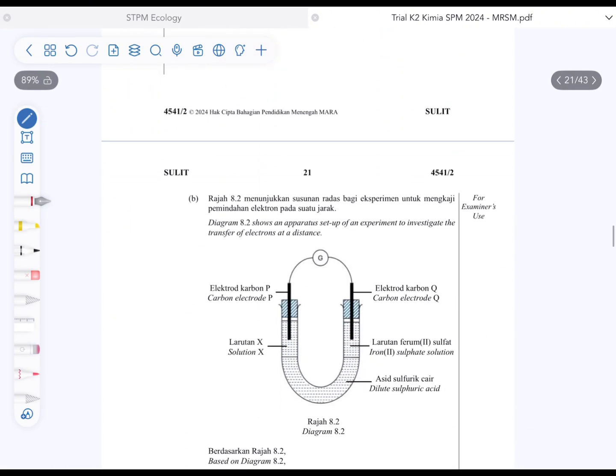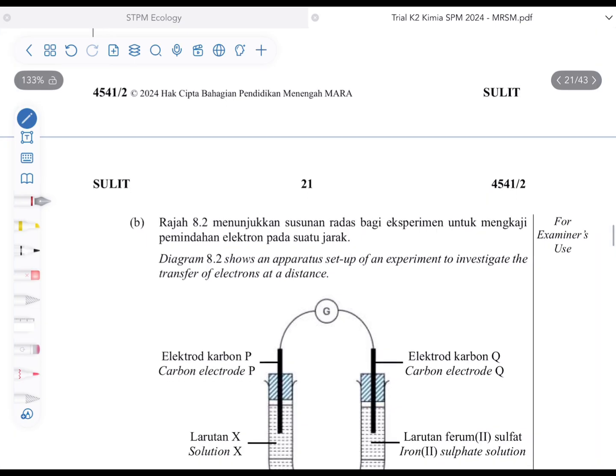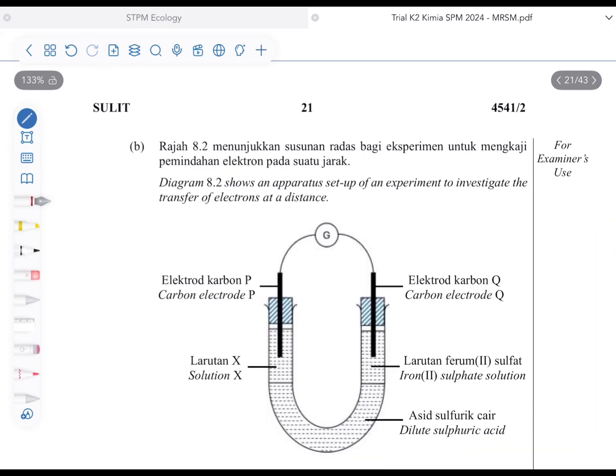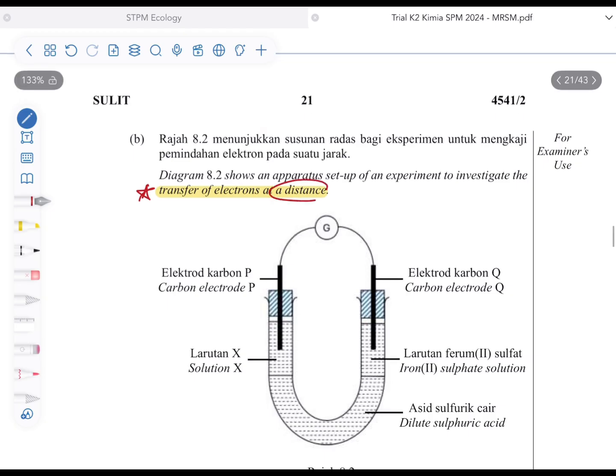Okay. Next, question B. Diagram 8.2 shows the apparatus set out for an experiment to investigate the transfer of electrons at a distance. For information, this is also a question that always comes out in your exam, where it always asks you about the topic on the transfer of electrons at a distance. So what is actually meant by at a distance?